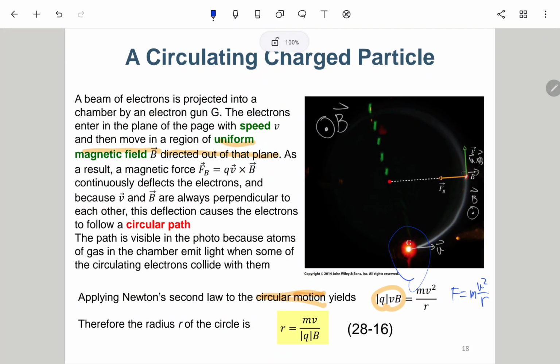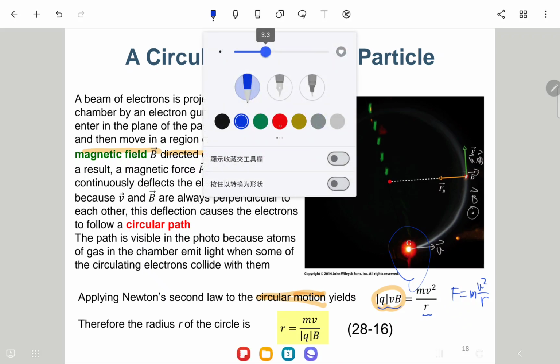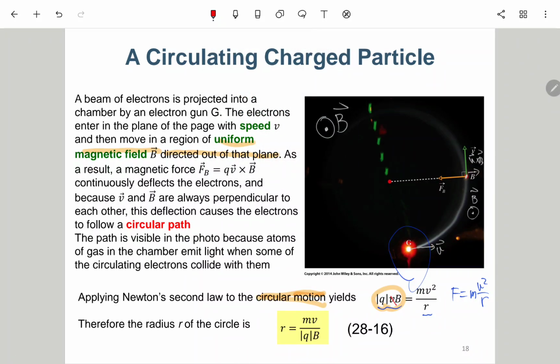So we can slightly rearrange the terms, moving R to the left side and moving this stuff to the right side. And then actually we can also cancel this V with this V. So we can get R equals mv over qB. So in such a way, the radius of this circular motion is tunable.